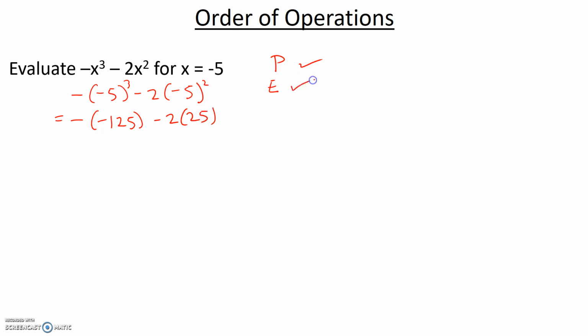Okay, so now we have simplified the exponents. Now let's go left to right and perform any multiplication or division. We have a negative and a negative. This is kind of like multiplying a negative times a negative, so this will give us 125. And negative 2 times 25 is 50, so we have minus 50. 125 minus 50 is going to be 75, which will be our final answer.